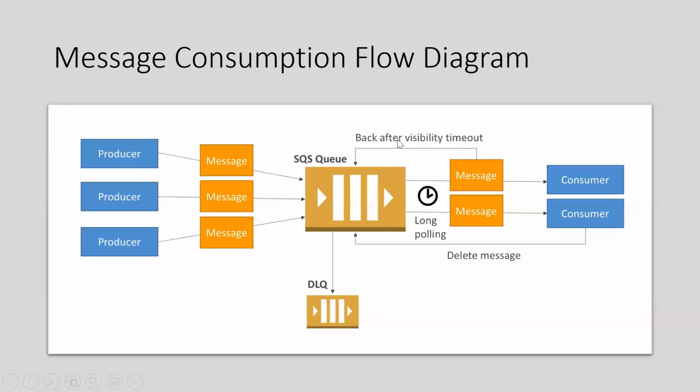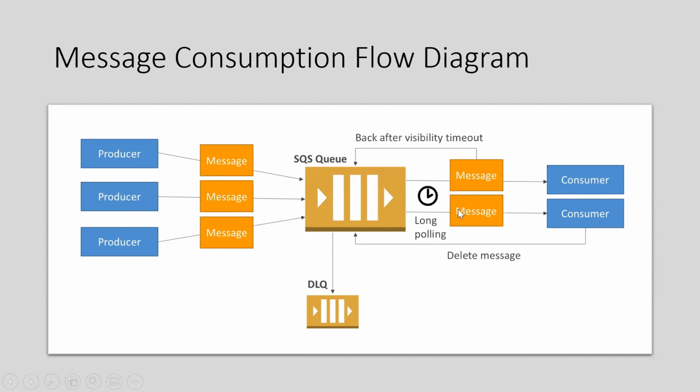Now, whatever we talked about, let's see the entire diagram in one flow. Here we have the producers which are sending the messages. We can have many producers, which can have different consumers. These messages will come and get stored in the SQS queue. Now for the SQS queue, as I said, long polling is preferable.